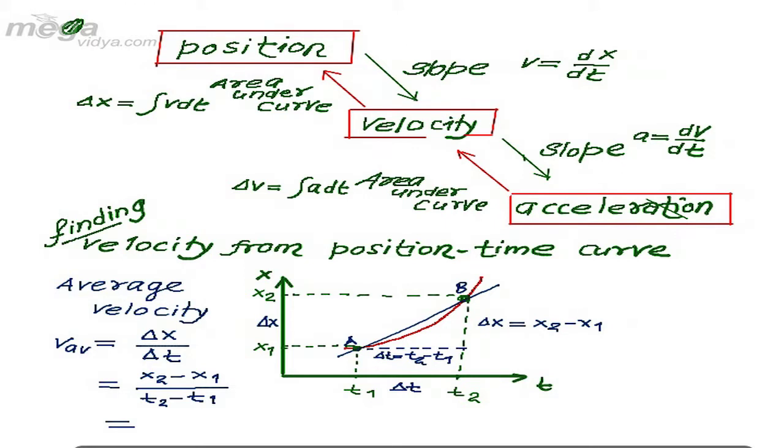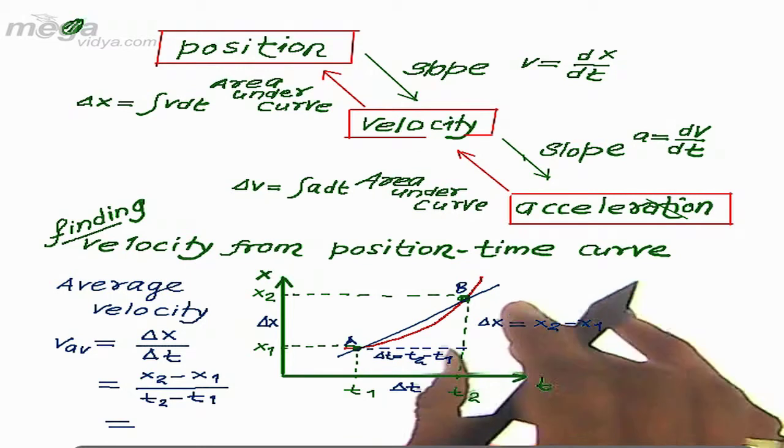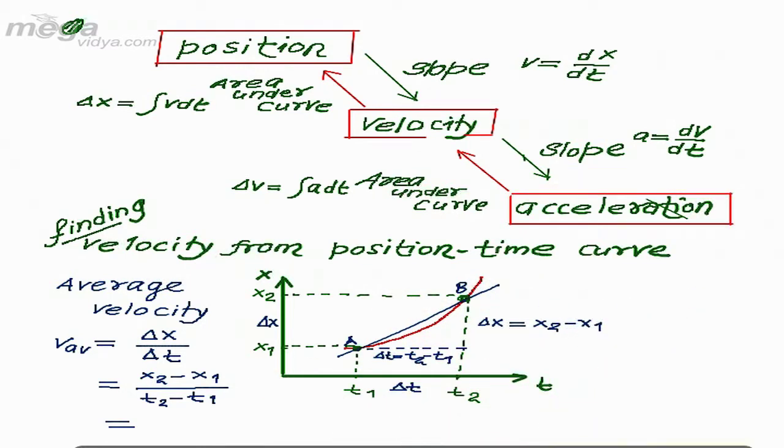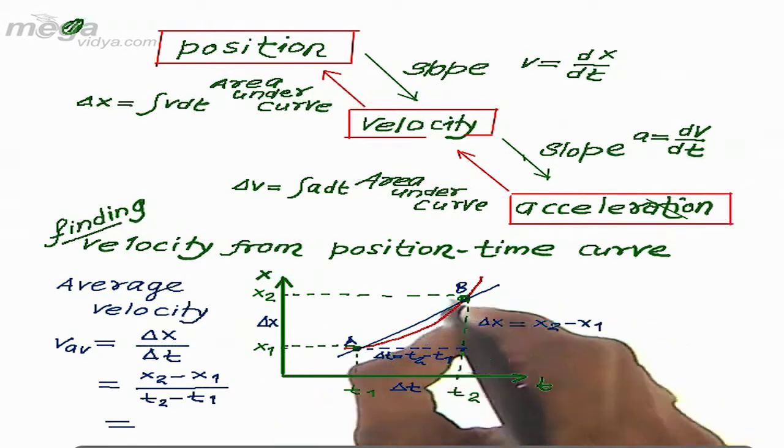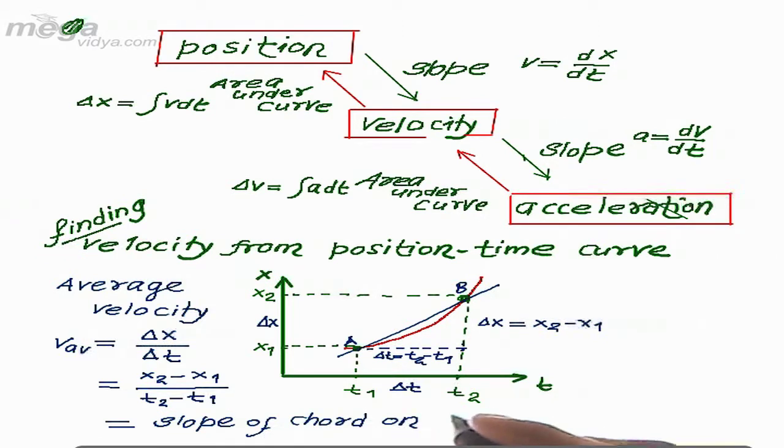Here you can easily see that the line passing through the points A and B is a chord to this curve, and the term delta x upon delta t gives the slope of this line. So x2 minus x1 upon t2 minus t1 can be taken as the slope of the chord on this x-t curve. So graphically we can obtain average velocity from the position time curve by taking the slope of the chord for the corresponding points for that particle.